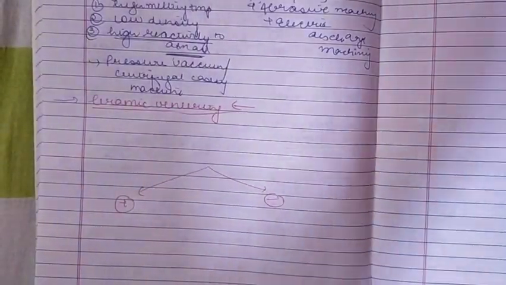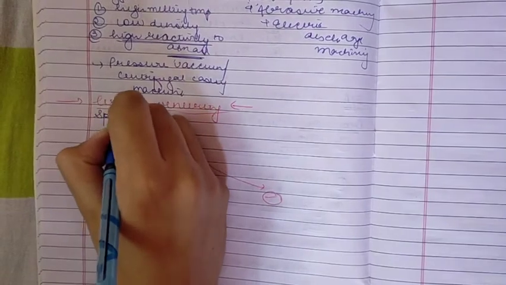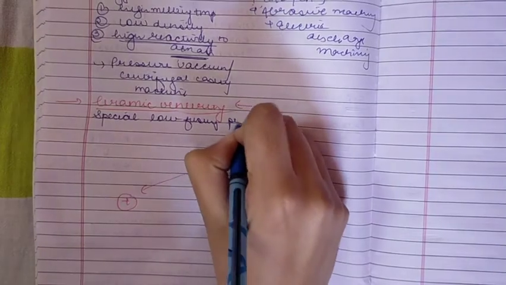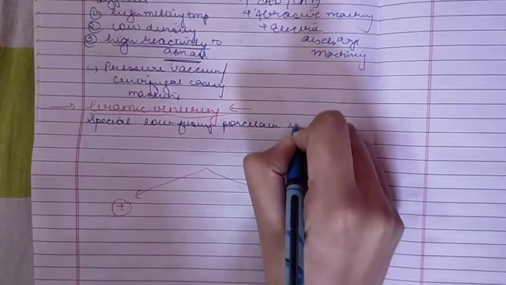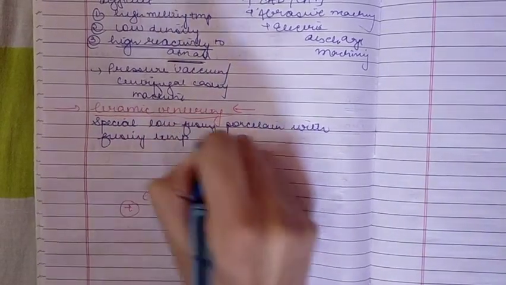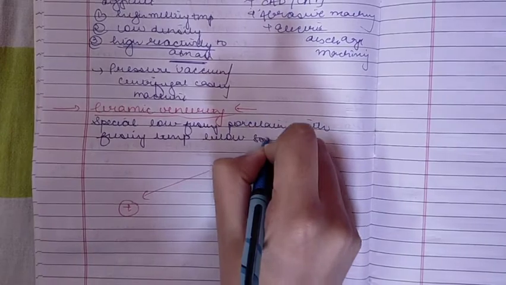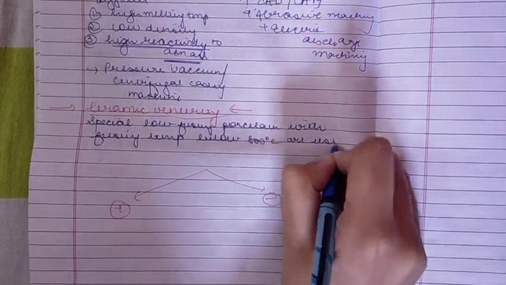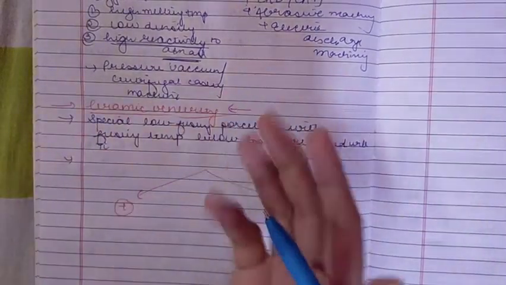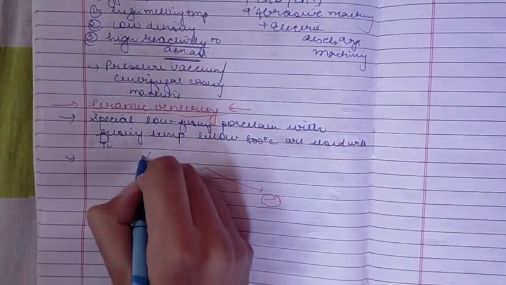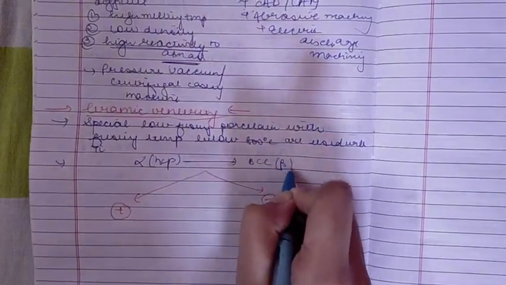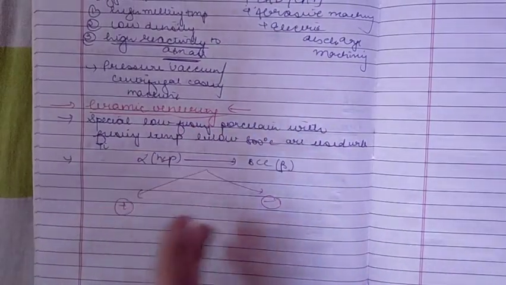What is ceramic veneering? Now what we see is certain special low fusing porcelains with fusing temperature below 800 degrees Celsius are used with titanium. Why is it so? Because at this temperature titanium changes from its alpha, that is the HCP lattice, into BCC, that is the beta. So it will prevent this oxidation from occurring.